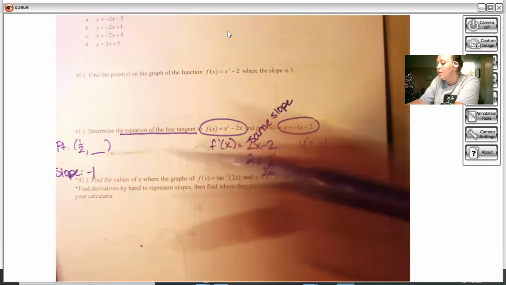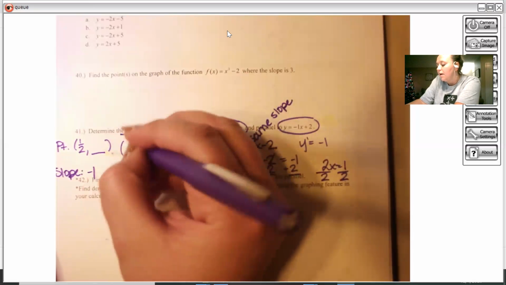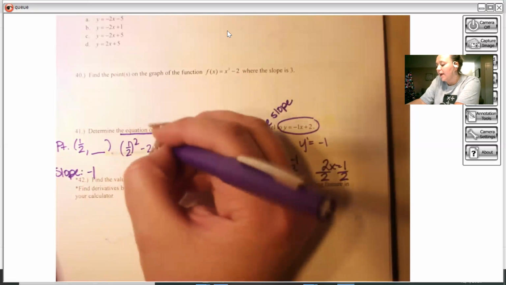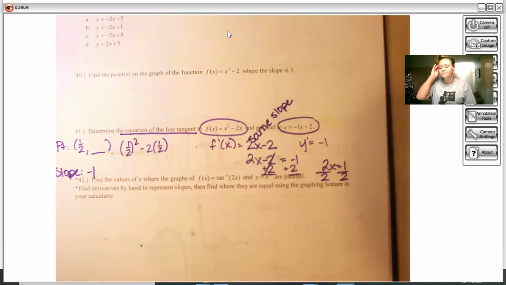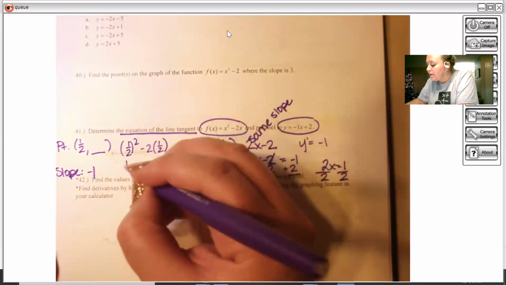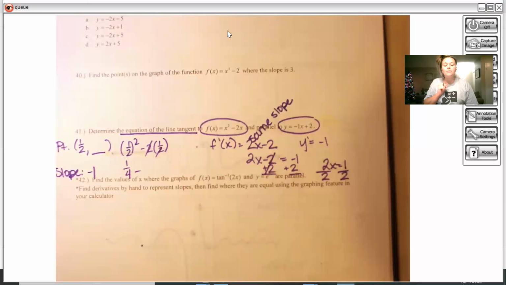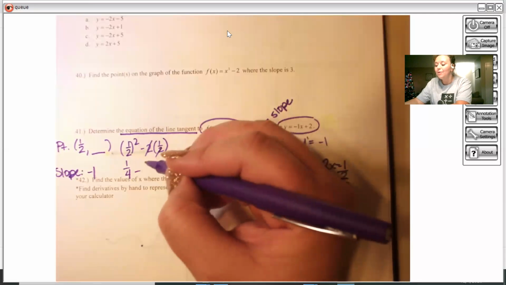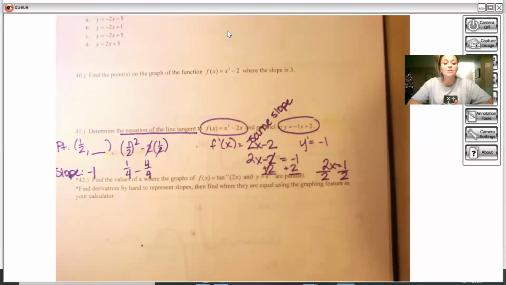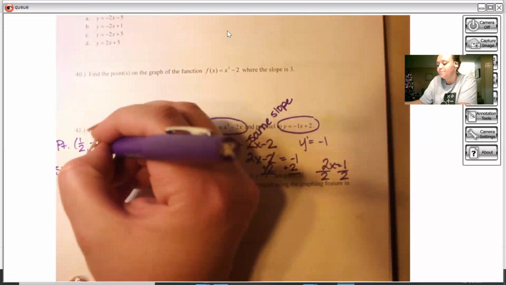So I'd have 1/2 squared minus 2 times 1/2. Sorry, I kind of ran out of room here. 1/2 squared is going to be 1/4. And then the 2 times 1/2 is going to cancel, 1 on top, 1 on bottom. So that's a -1. And then rather than putting -1, I'm going to put 4/4. The reason why is because then I have the same denominator, I can go ahead and subtract those. So 1/4 minus 4/4 would be -3/4. And then that would be my y value.